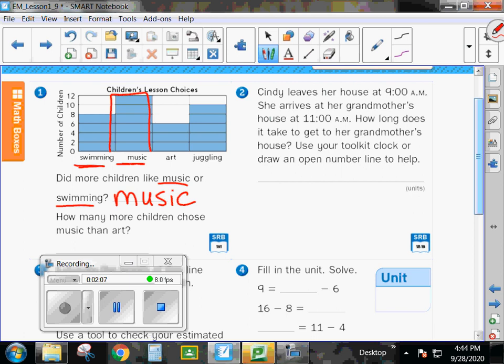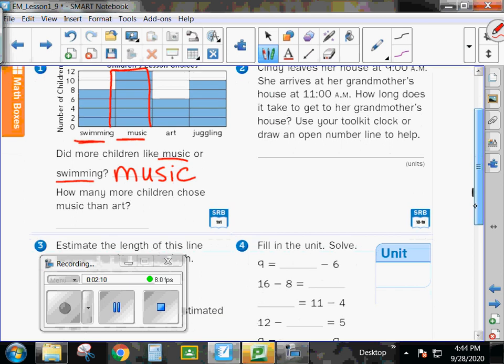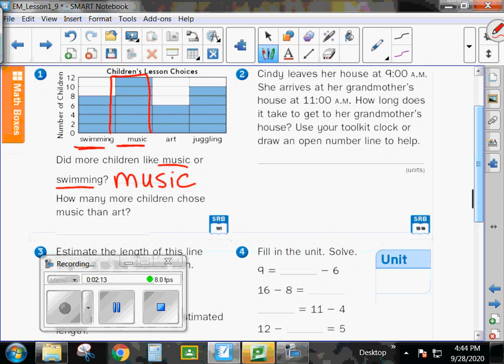Okay. Now the second question gets into the nitty-gritty a little bit more, and it says, how many more children chose music than art? When you get that question, how many more, now you're comparing. You're finding the difference between the two. So I am looking now at music and art, and it wants to know how many more children chose music than art. So 12 children chose music and 6 children chose art. So I'm finding the difference. Now one way I can find the difference is to subtract. So 12 of them liked music, subtract the 6 that liked art, and 12 minus 6 is 6.